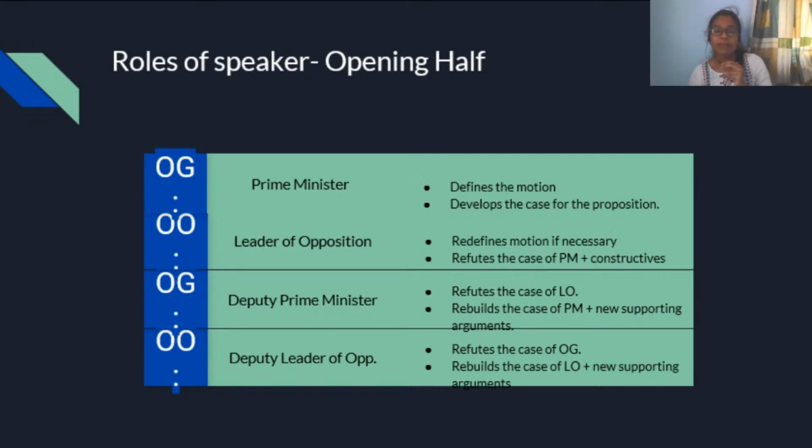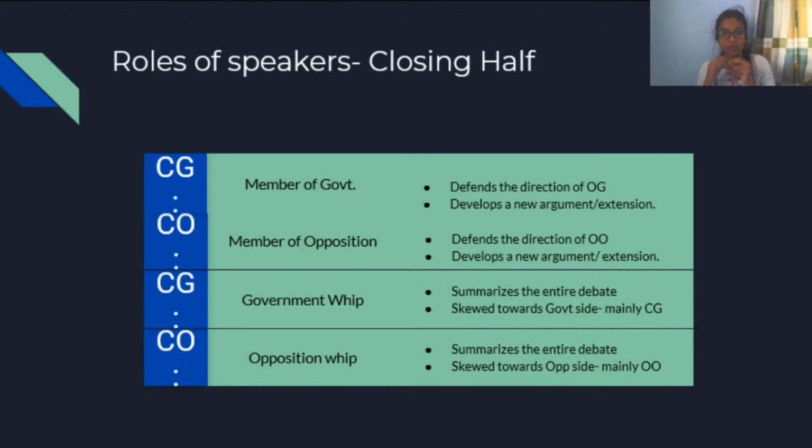On the other hand, deputy leader of opposition will rebut the cases of the OG, that is both the prime minister's and the deputy prime minister's speech, and rebuild the cases of their partner, that is the leader of opposition, along with new supporting arguments and relevant analysis. So this is what the DPM and DLO will be doing. And next we move on to the roles of the speakers belonging to the closing half. So the member of government starts the closing half.